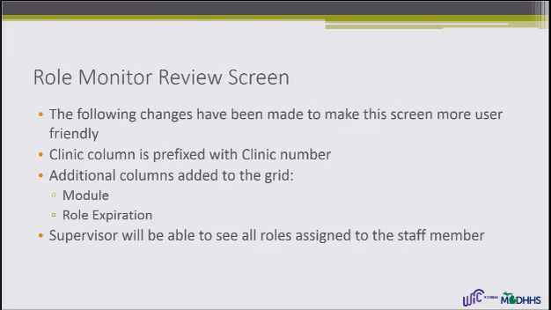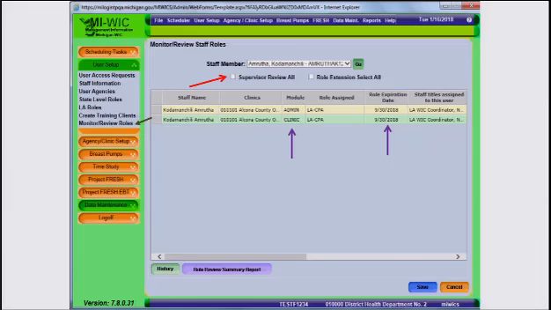On the role monitor review screen, some changes have been made to make the screen more user-friendly. A clinic ID has been prefixed to the clinic column, and the module column has been added, which will now tell which roles have been assigned in which module. And a role expiration date has been added, which will allow the reviewer to see when the role would expire.